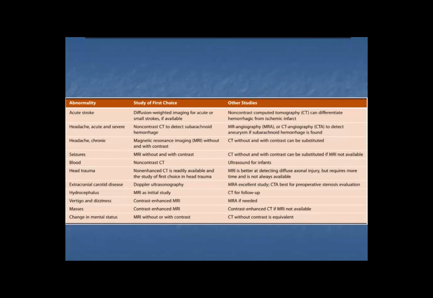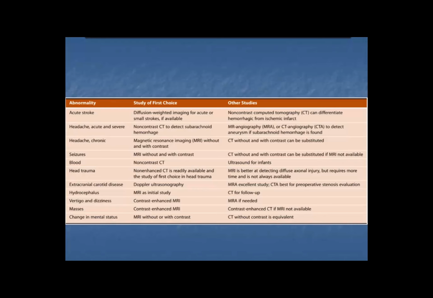For head trauma, we should firstly perform non-enhanced CT, and MRI is better at detecting diffuse axonal injury, but requires more time and is not always available. For extracranial carotid disease, we should use the Doppler ultrasonography. The MRI is also an excellent study, and the CTA is best for preoperative stenosis evaluation. For hydrocephalus, the MRI is the initial study. The CT can be used for follow-up.